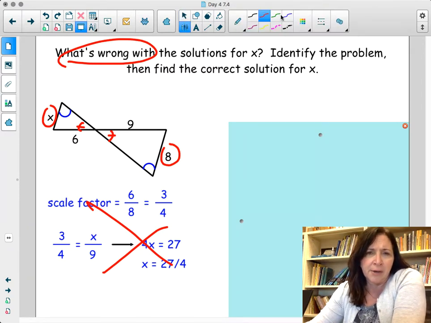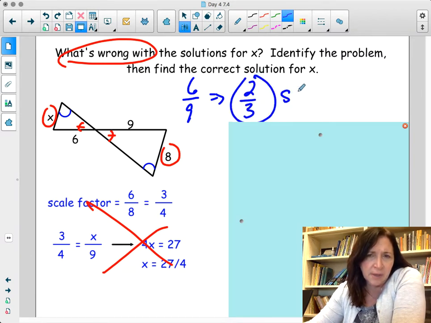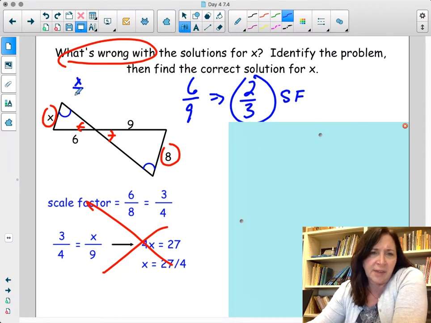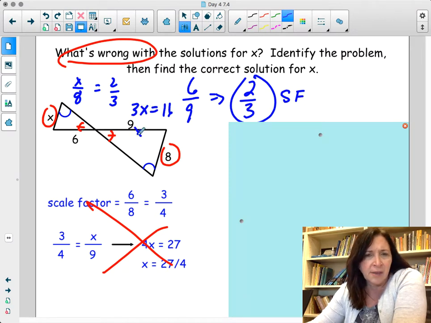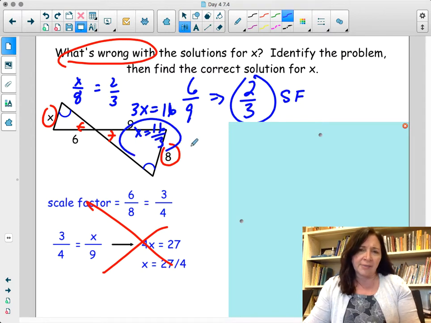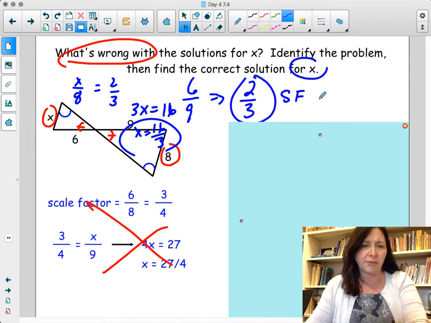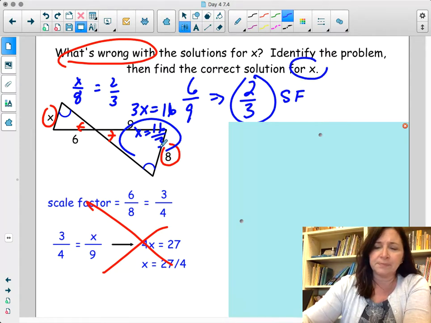For this problem right here, you would say the scale factor would be 6 is to 9. You would reduce that by 3, and you get 2 is to 3. So that's my scale factor. And once I have my scale factor, I can find x by saying x is to 8, smallest to largest, as 2 is to 3. I would cross multiply, get 3x is equal to 2 times 8, which is 16. So x would equal 16 divided by 3. They are asking us for the correct solution of x, which is 16 over 3.